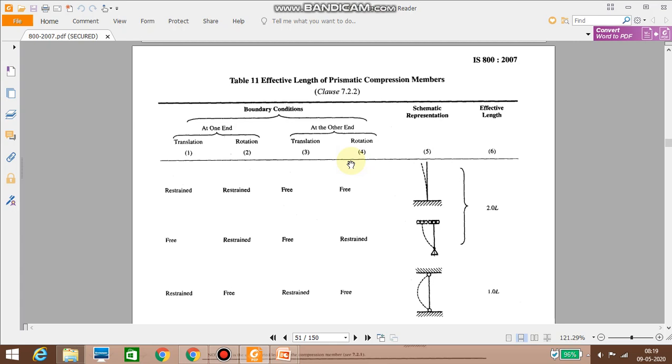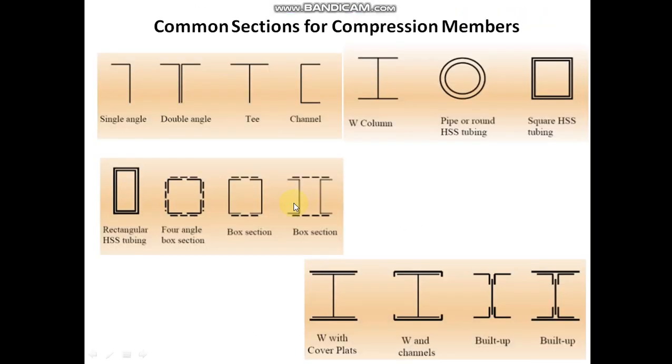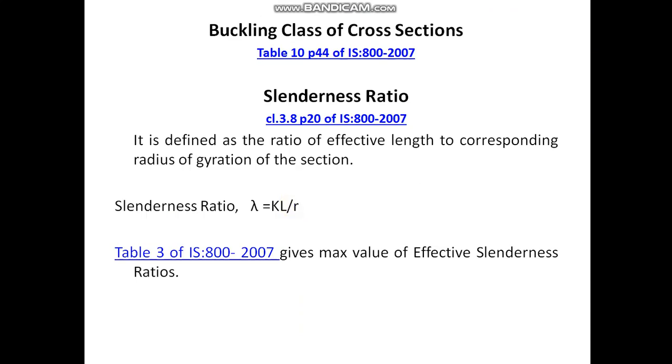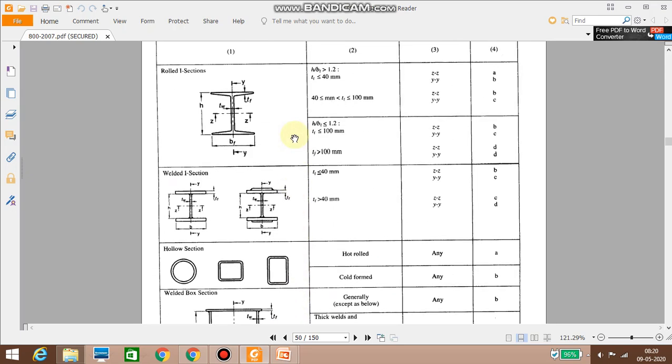Next we will see the buckling classes of cross sections, which are already covered. Various buckling classes are given in table number 10 of page number 44 of IS 800-2007, like buckling class A, B, C and D. Let me go to table 10, page number 44. So this is table number 10, page number 44.